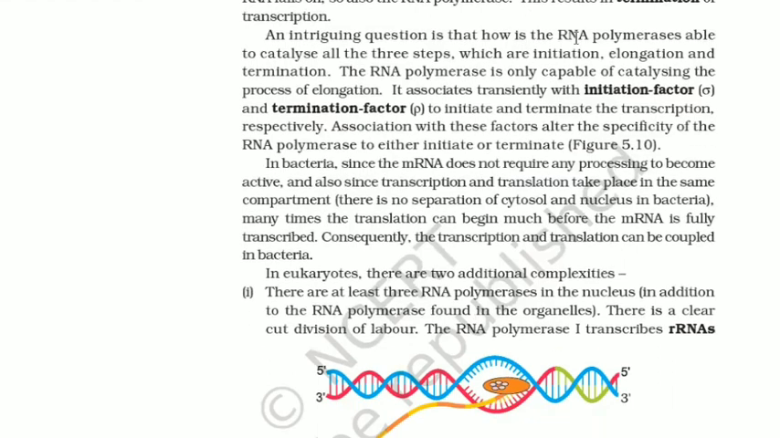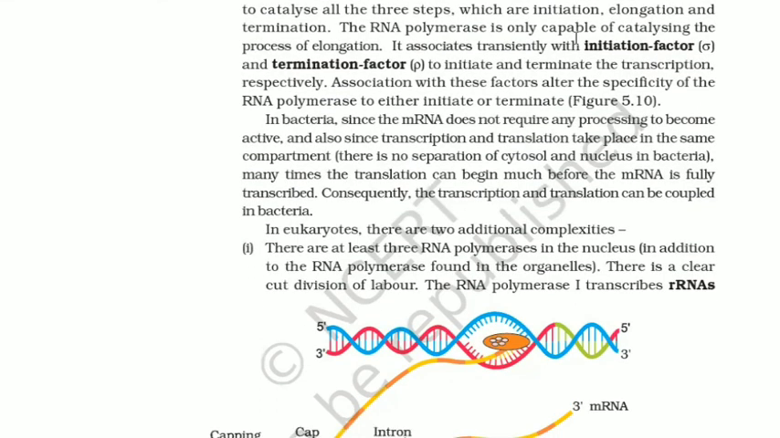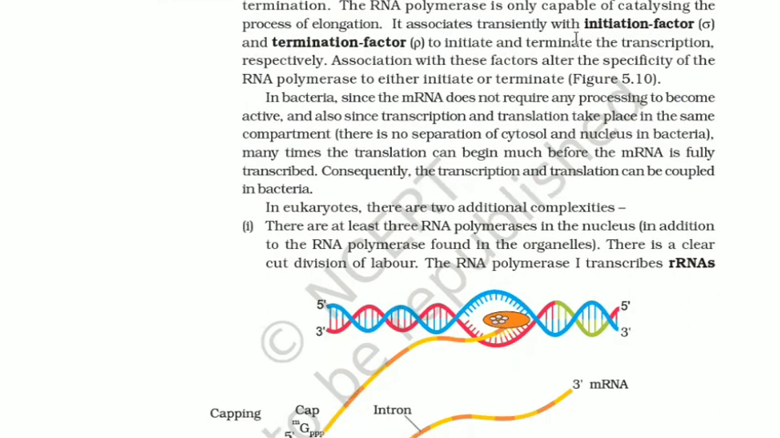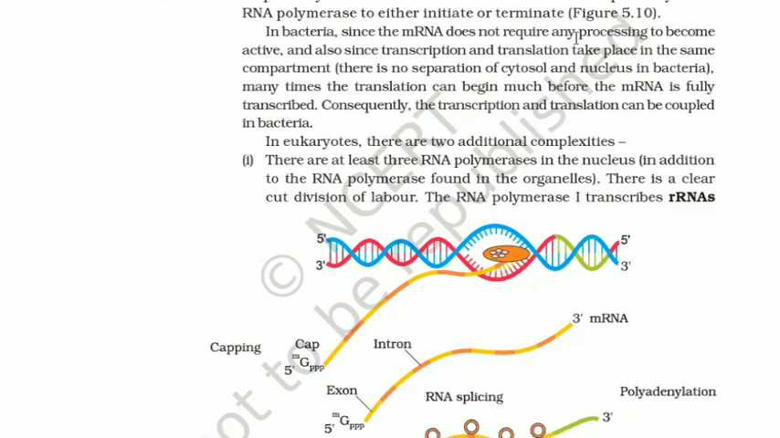An intriguing question is how RNA polymerase is able to catalyze all three steps, which are initiation, elongation, and termination. The RNA polymerase is only capable of catalyzing the process of elongation. It associates transiently with initiation factor sigma and termination factor rho to initiate and terminate the transcription, respectively. Association with these factors alters the specificity of RNA polymerase to either initiate or terminate.